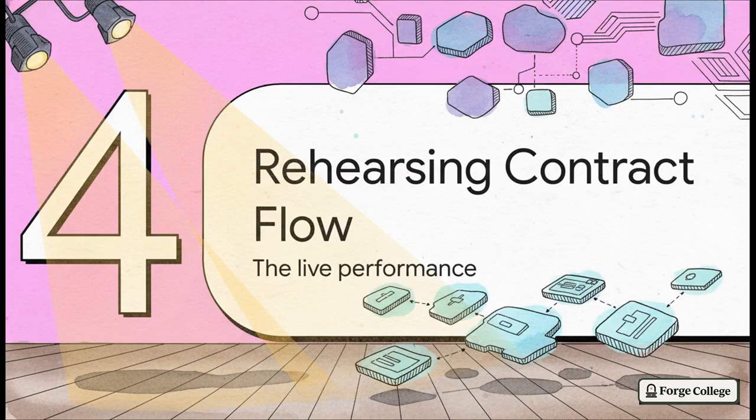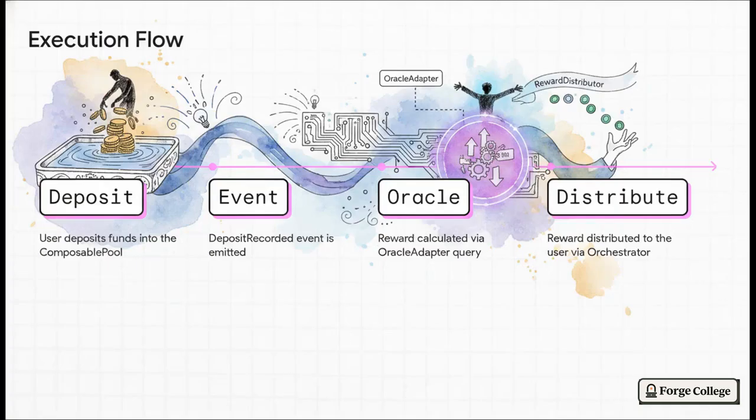Okay, let's step onto the stage now and look at rehearsing the contract flow during a live performance. Let's trace a standard happy path sequence to see how all this actually looks in action. First up, a user makes a deposit into our state-owning composable pool. Second, the pool successfully updates the ledger and emits a deposit recorded event. Third, our orchestrator catches this and triggers our logic module to calculate a reward, which might actually involve calling a stateless Oracle adapter to check the current market price. And finally, the orchestrator tells the reward distributor to hand out the tokens. It's this beautiful synchronized flow where the orchestrator effortlessly conducts the user's action across 4 specific contracts, all without mixing up who's responsible for what.